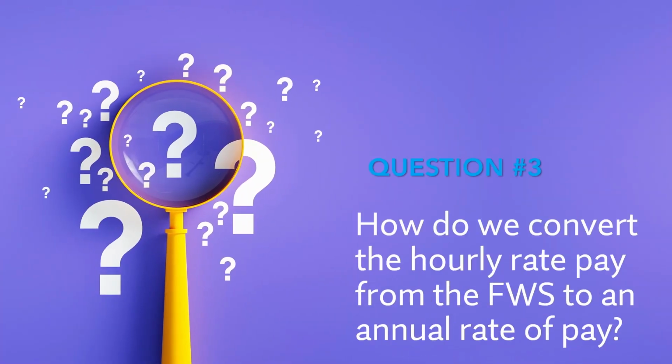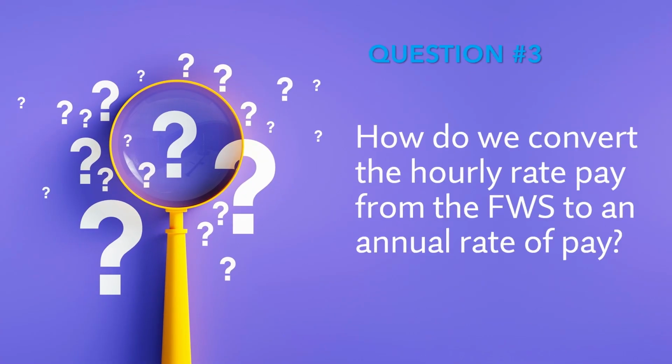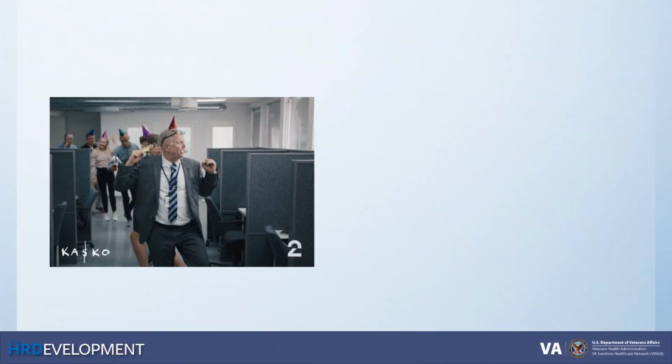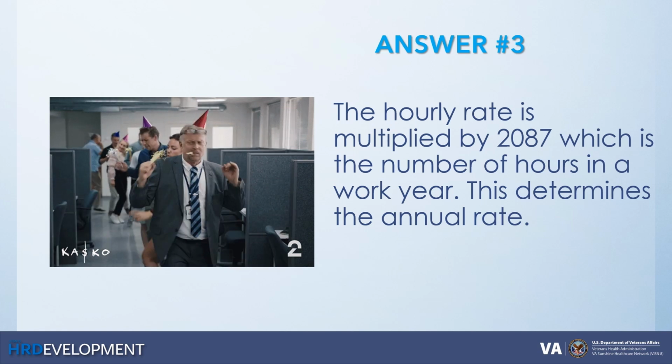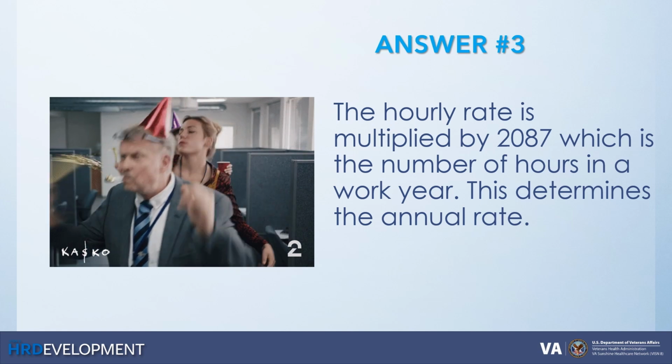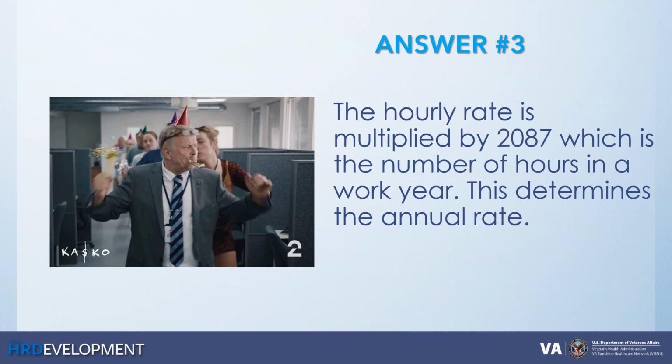Question number 3. How do we convert the hourly rate of pay from the FWS to an annual rate of pay? The hourly rate is multiplied by 2087, which is the number of hours in a work year. This determines the annual rate.